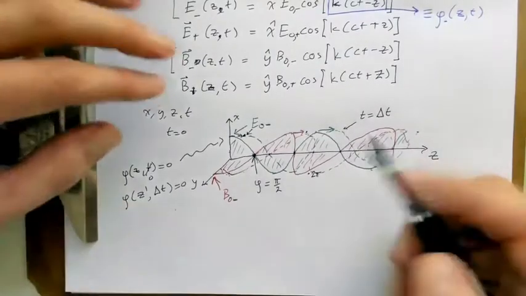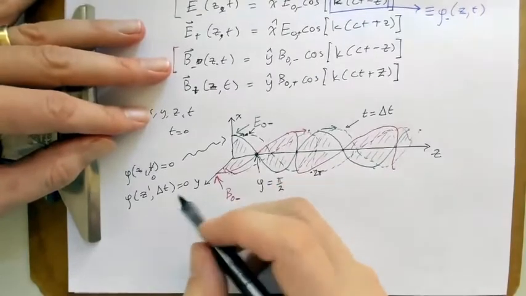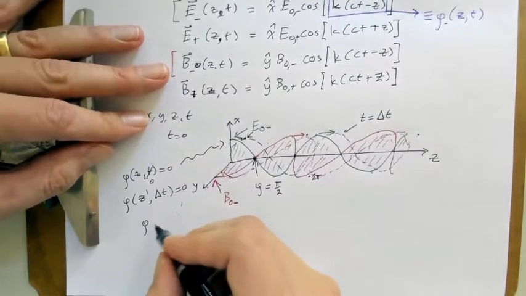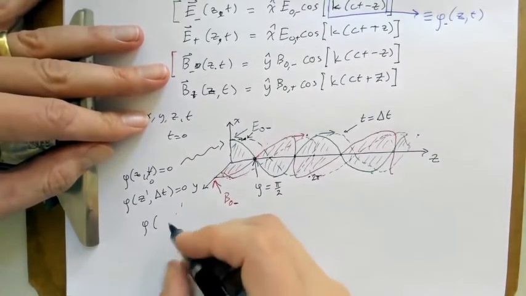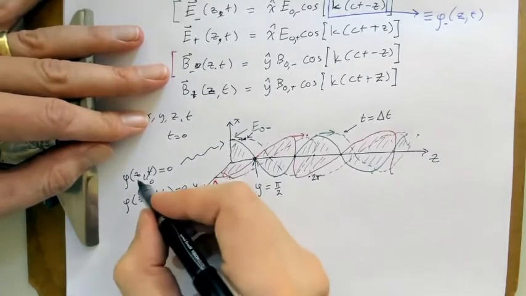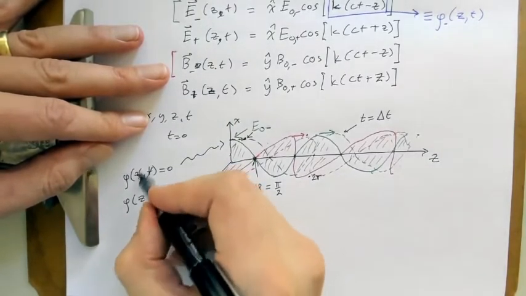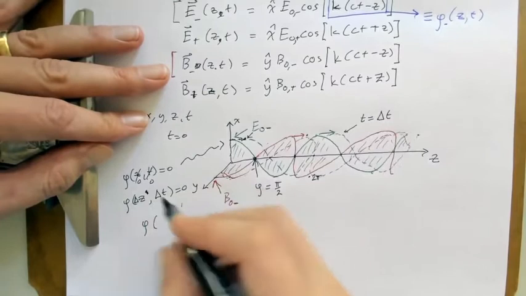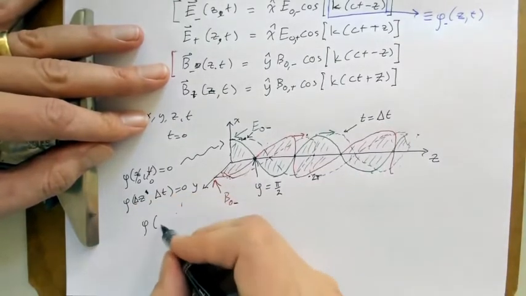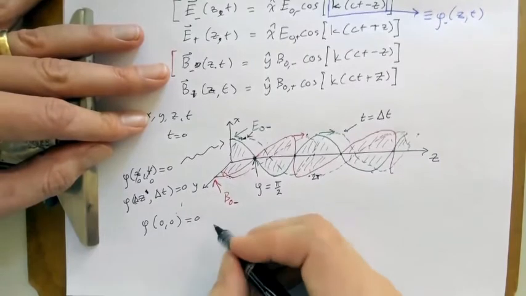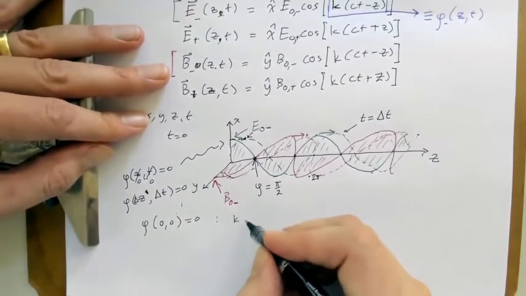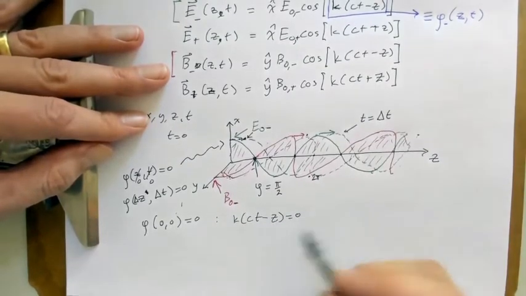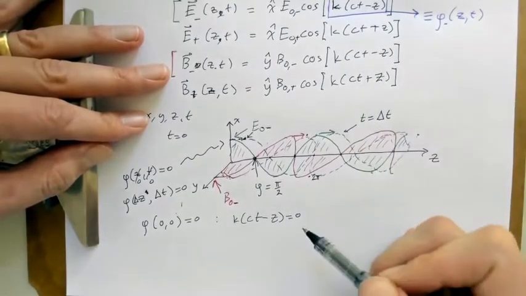So this is an implicit equation, and we can write this explicitly. So we have our phi at z. This starts at the origin, so we start there. And instead of z prime, we do a delta z to get a delta z and a delta t. So we first have phi(0,0) equal to 0, which means k(ct - z) is equal to 0. So that's what the phase is, because that's that blue function over there.